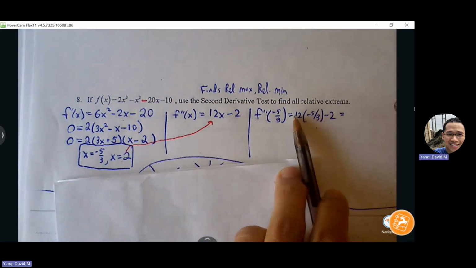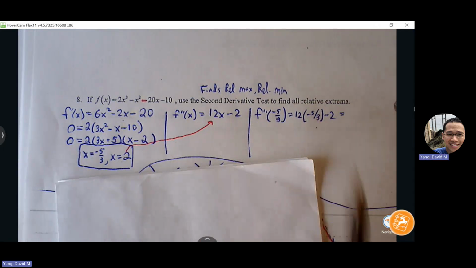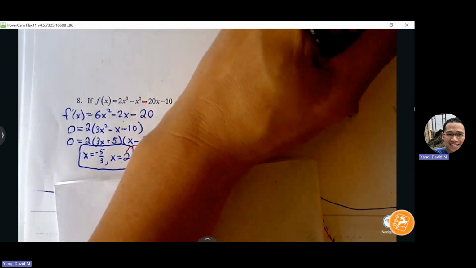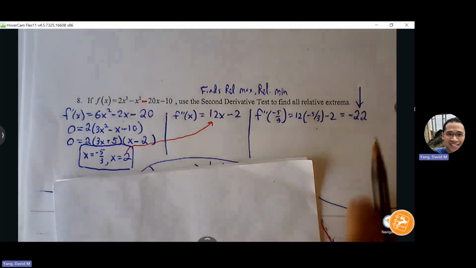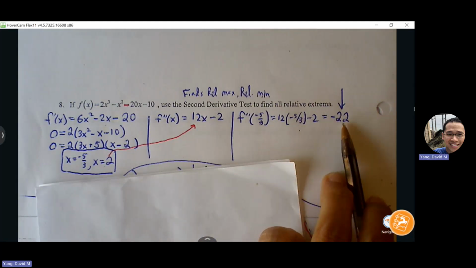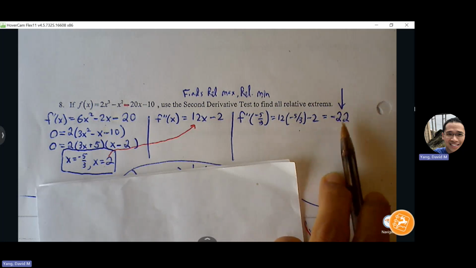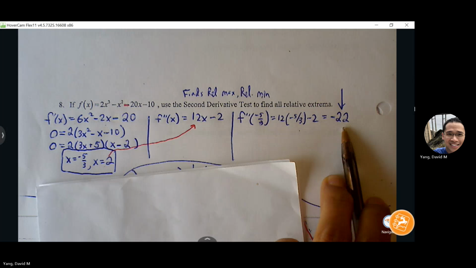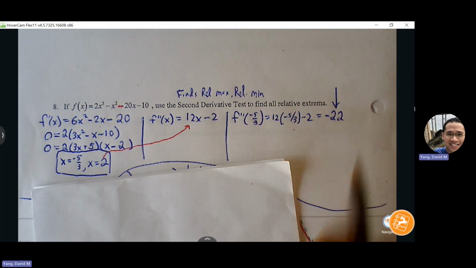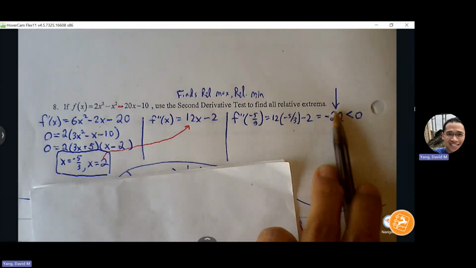So 12 times negative 5/3, that's the same thing as 4 times negative 5, negative 20, minus 2, which is negative 22. Now, we have to understand something. This is not an ordered pair. It's hard to visualize what this really means. We just know it's some sort of curvature value. But the important thing for us is don't pay attention to the number, pay attention to the what? The sign. The sign is what? Negative, less than 0. That's really the only thing that we care about from this number.